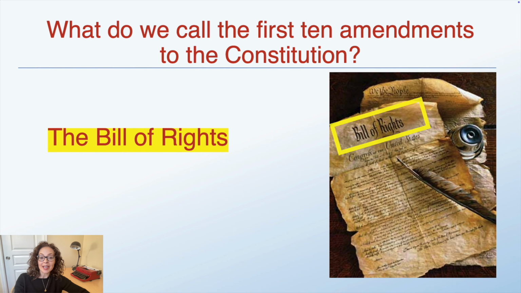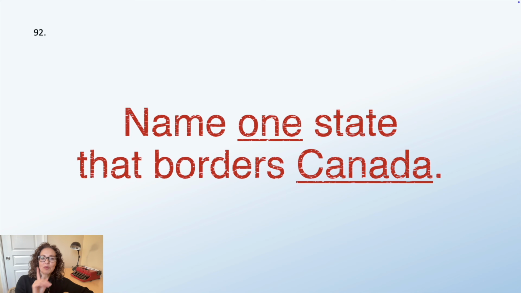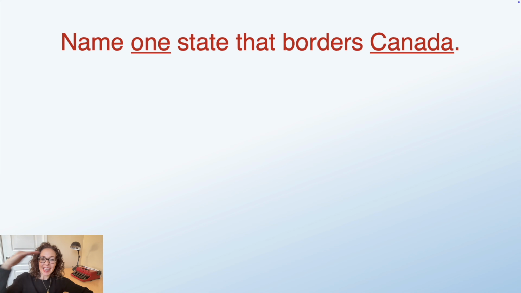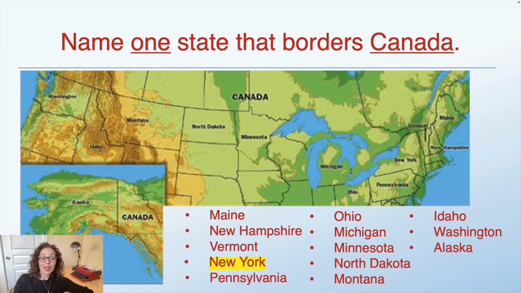What do we call the first 10 amendments to the Constitution? The Bill of Rights. Name one state that borders Canada. So Canada to our north, one state. We have many. I chose New York.